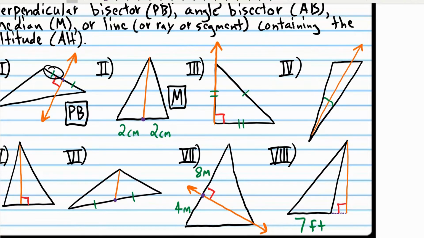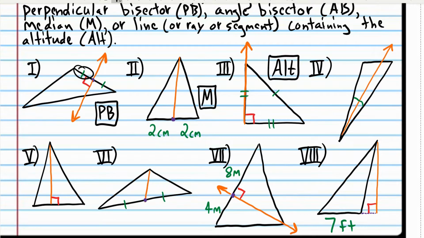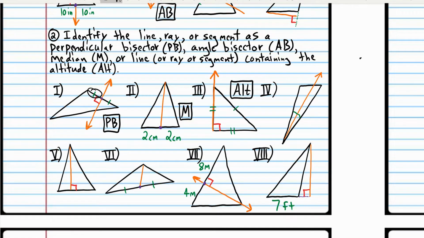And this one's kind of a tricky one. This would be containing an altitude, so ALT. The ray itself is not the altitude. The altitude only goes, it's only a segment. An altitude is really only a segment, but it contains the altitude. So we say ALT.